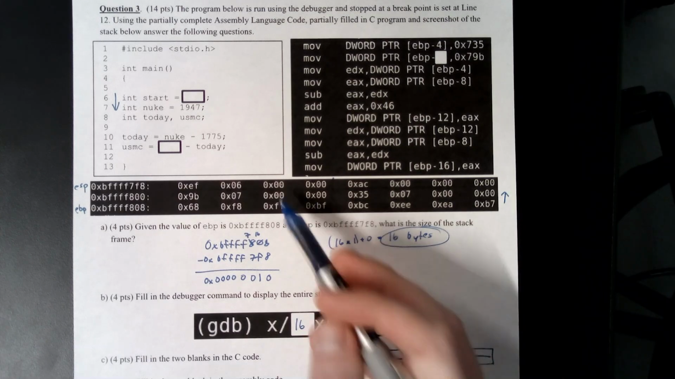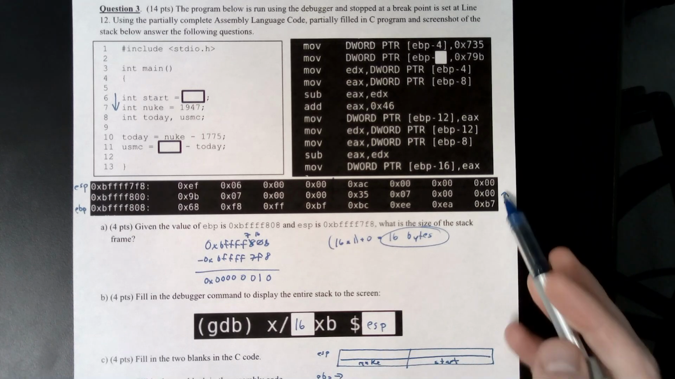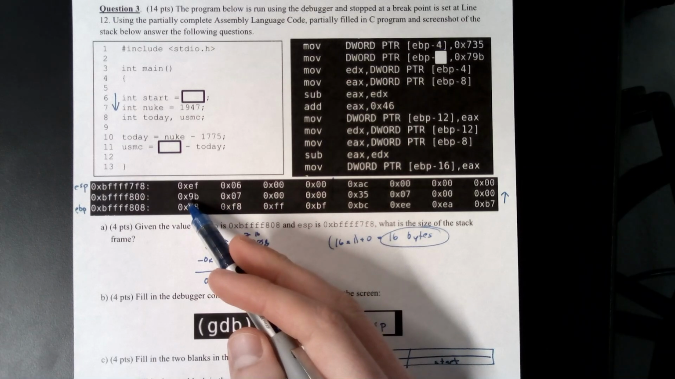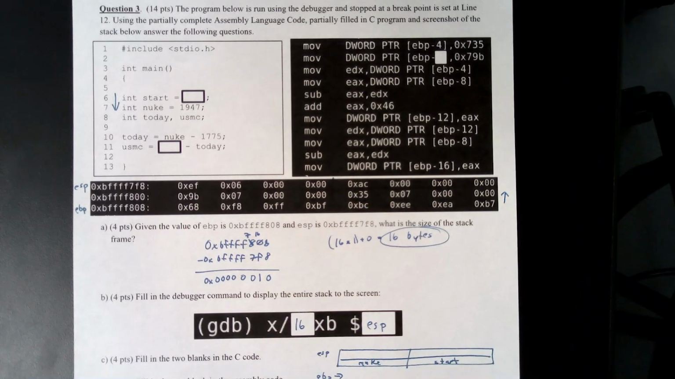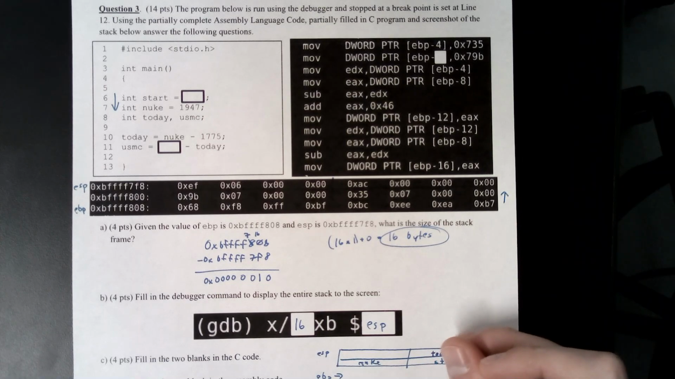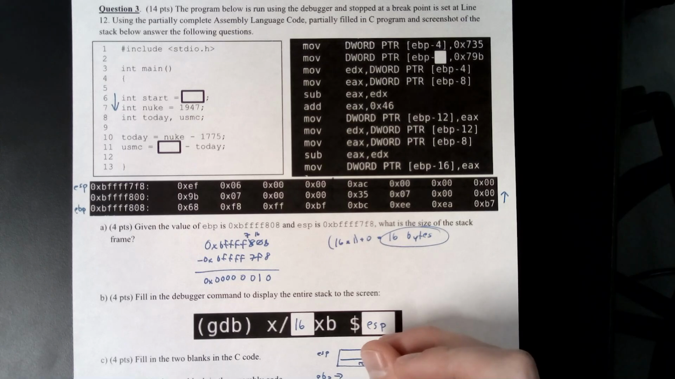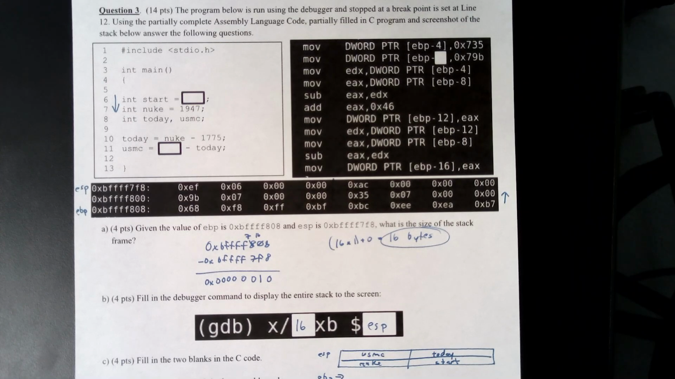The next thing to the left of that would be nuke, right? Because we see that start is here. So then the next thing up in memory, which is to the left of it, would be nuke. And keep in mind, this is at address 800. This is at 804. So 804 is further down in memory than 800. And then moving on up, we know that today is in this block of memory, and we would know that USMC is over there. So that's our layout in the box between ESP and EBP.